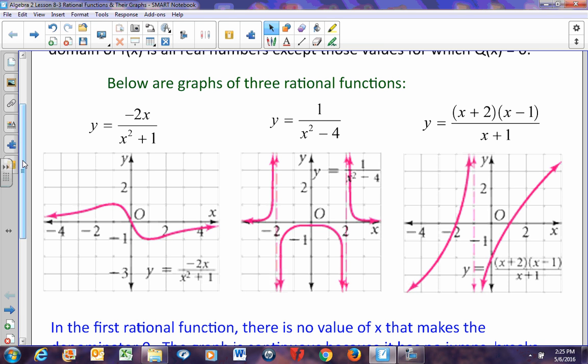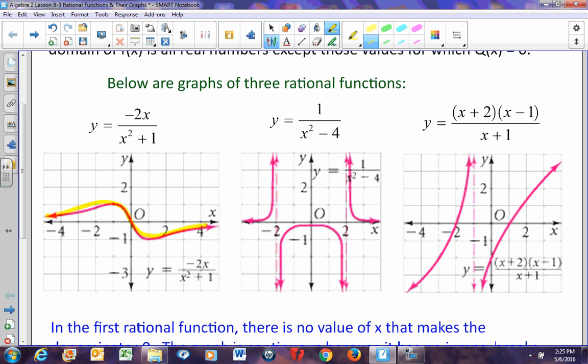Now, in the first rational function, y equals negative 2x over x squared plus 1, if we look at the denominator, there is no value of x that would make the denominator 0. Even if I put in a 0, 0 squared is 0, 0 plus 1 is still 1. So the graph is considered to be what we call continuous, because it has no jumps or breaks or holes in it. In other words, if I put my pencil down on my graph and trace it, I'd never need to pick my pencil up.